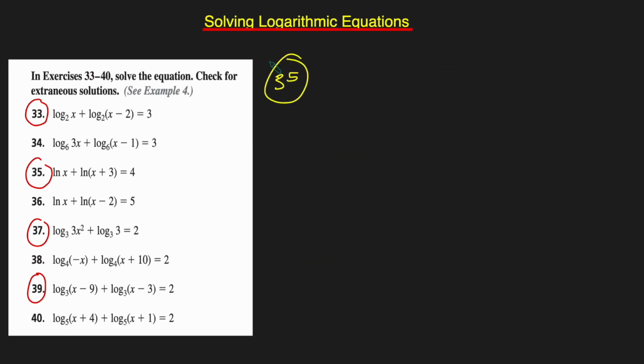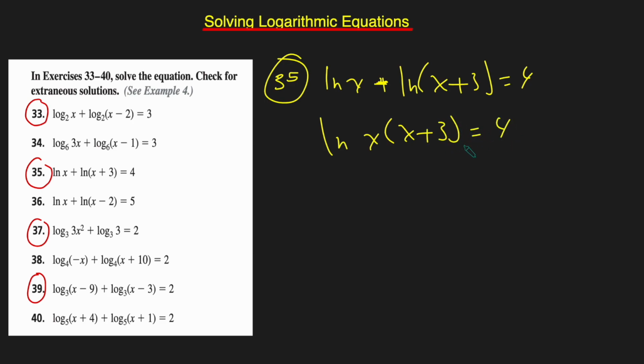Problem 35. Natural log of x plus natural log of x plus 3 equals 4. Again, I'm going to use the product property rule, which will give me natural log of x times x plus 3 equals 4. And I'm going to raise both of these to the e, and now I'm going to end up with x squared plus 3x equals e to the 4. And I'm going to bring this inside, and I'm going to solve this.